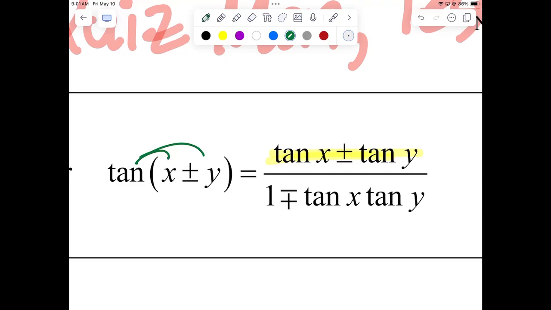It's over 1, change the sign. In the top, you keep the sign. In the bottom, you change the sign. They're always opposite signs. And then instead of adding them in the top, you're going to do what? You multiply them. 1, change the sign, their product.